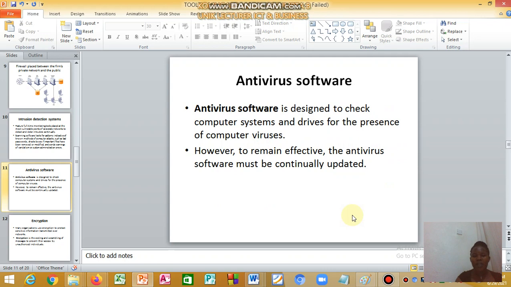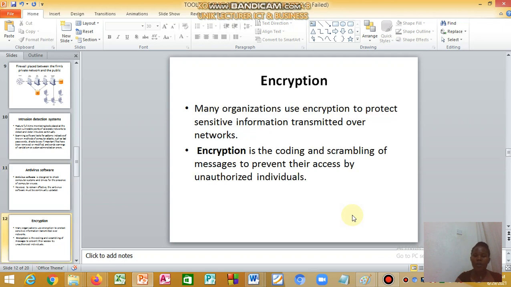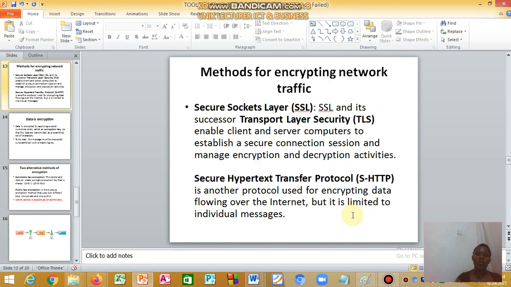We have an antivirus. This is software designed to check computer systems and drives for the presence of computer viruses. We have encryption. Many organizations use encryption to protect sensitive information transmitted over the network. So encryption is the coding and scrambling of a message to prevent access by unauthorized users.